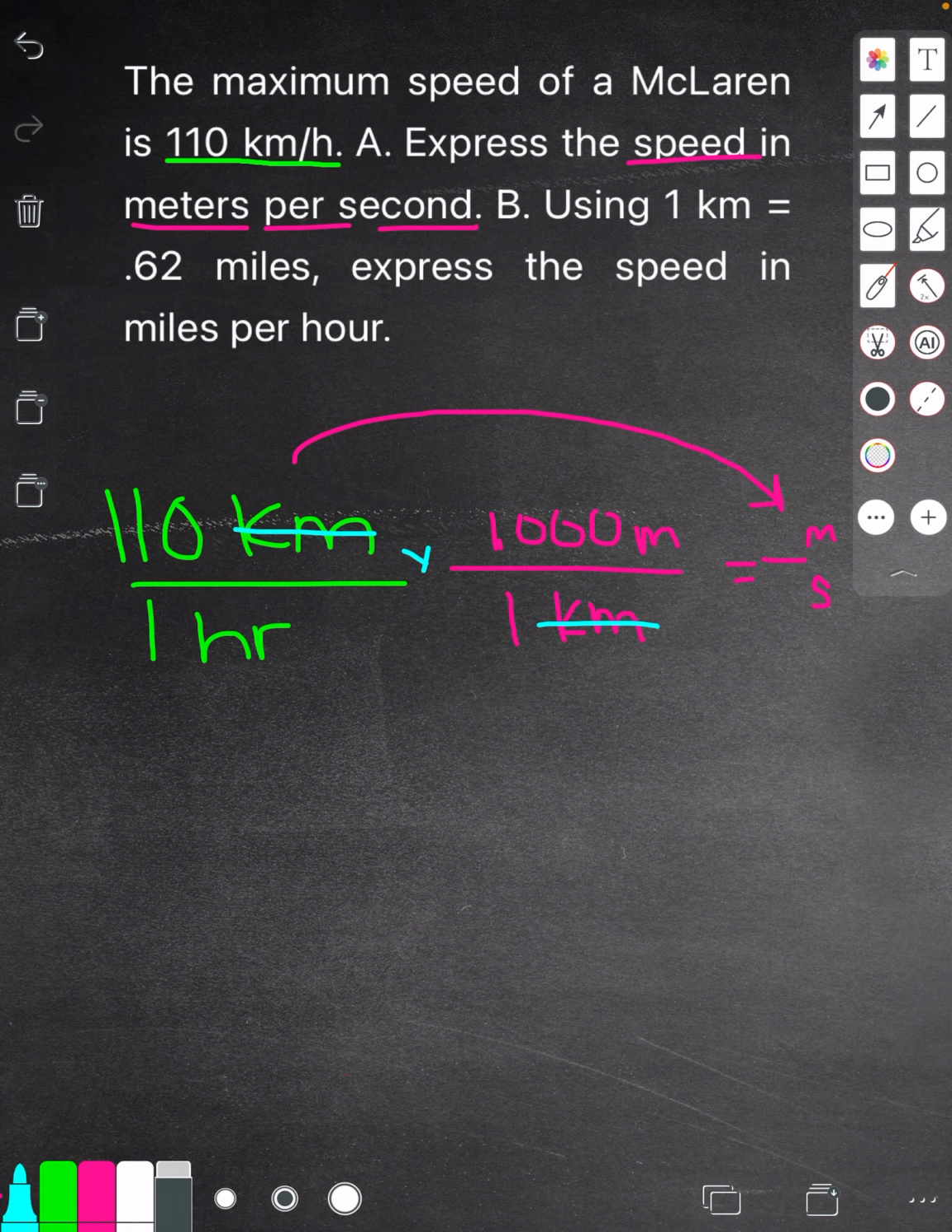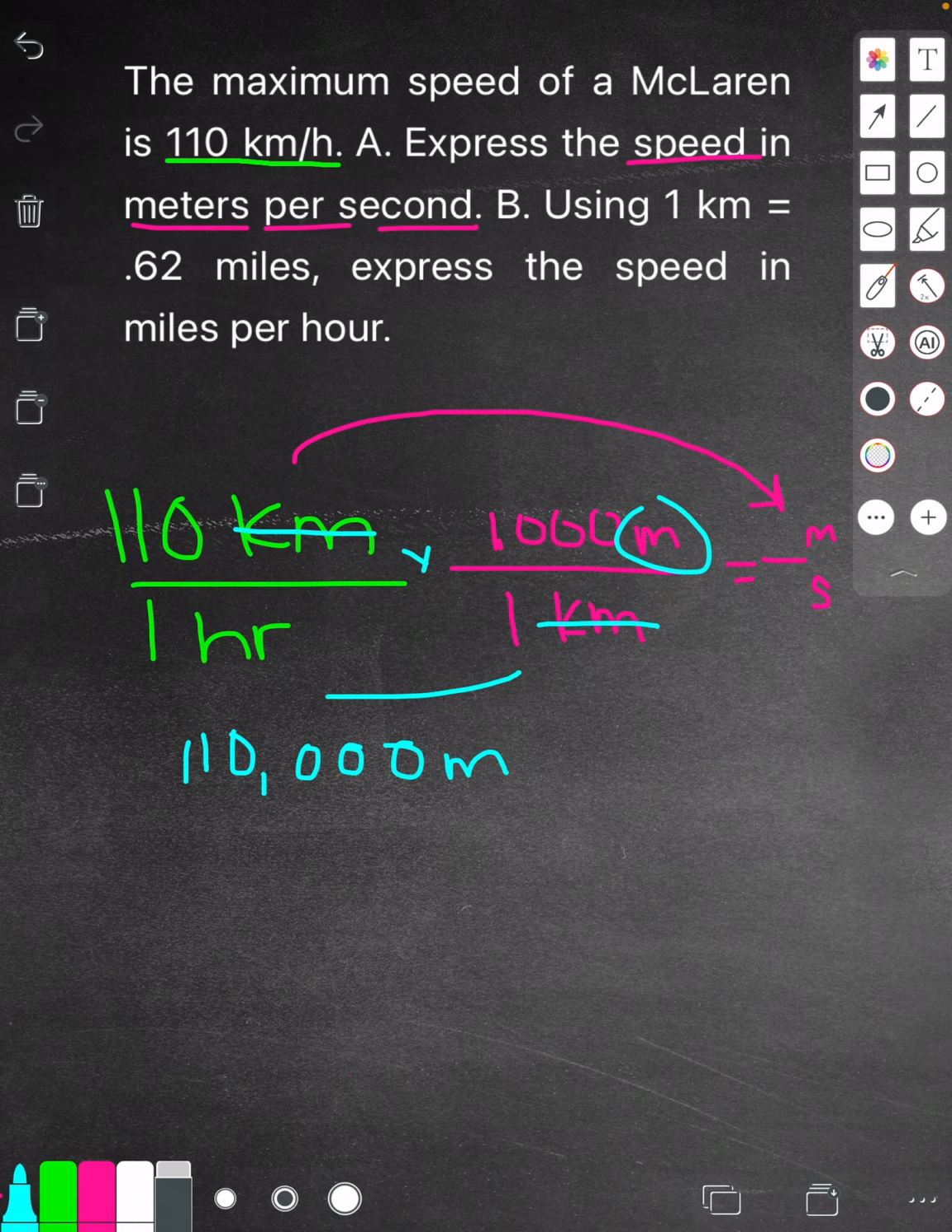That's the top. Oops. Oh, thank you. 1, 2, 3 zeros. That's going to be my answer. So I have 110 multiplied by 1,000. It's 110,000 meters. How do I know it's meters? Because that's the only thing that's left on the top.